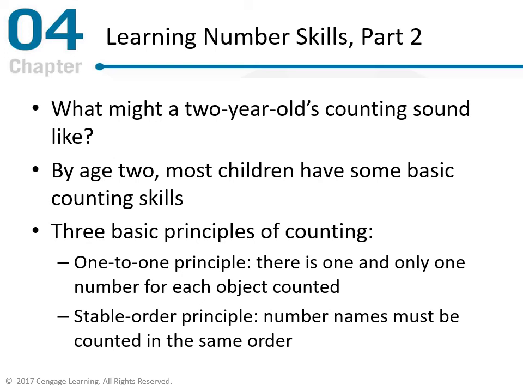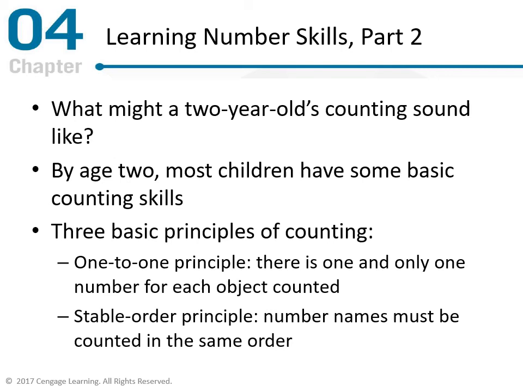The first one is the one-to-one principle. What that means is there's one and only one number for each object counted. You'll see this when a child counts three objects. Even if they said 1, 2, A, they understand this principle, because they understand that the third object can't be a 2 or a 1. Even though it's a letter, it has its own value. They understand that each object is not the same, that it has its own distinct value, and it needs to be counted respectively. So they don't say 1, 2, 1. They understand, no, it's 1, 2, and some other value.